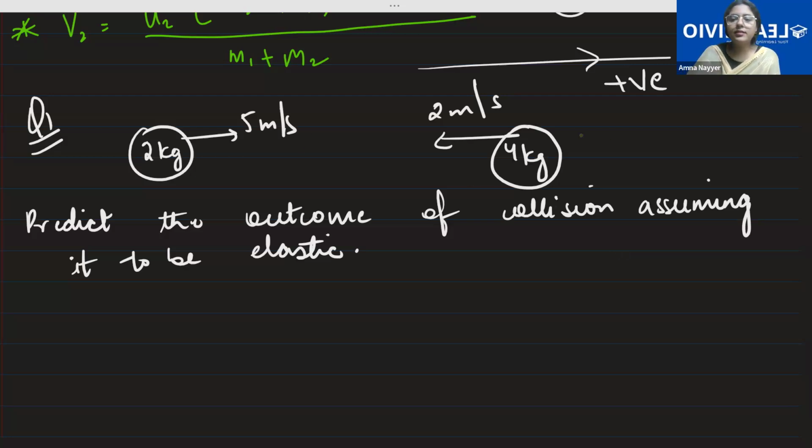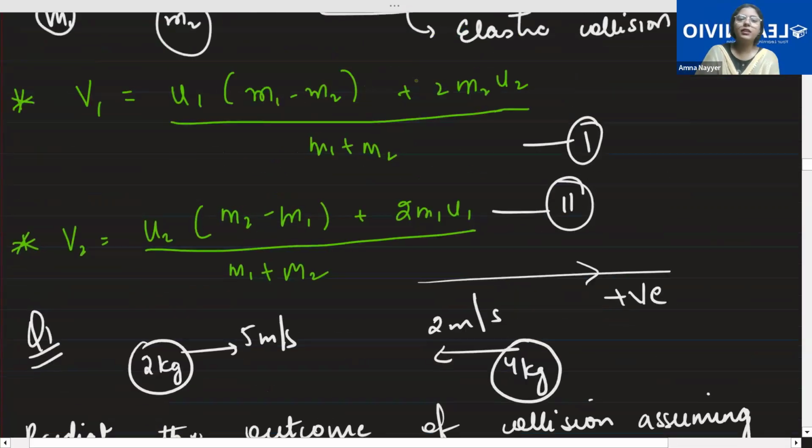So here two masses are present. 5 meter per second is the velocity of one, 4 kg is the mass of the second, and 2 meter per second is its velocity. Now, the first body of 2 kg is moving with some velocity, 5 meter per second, towards the right side, and the 4 kg body is moving with 2 meter per second in the opposite direction. We'll have to use the formula that we studied here.